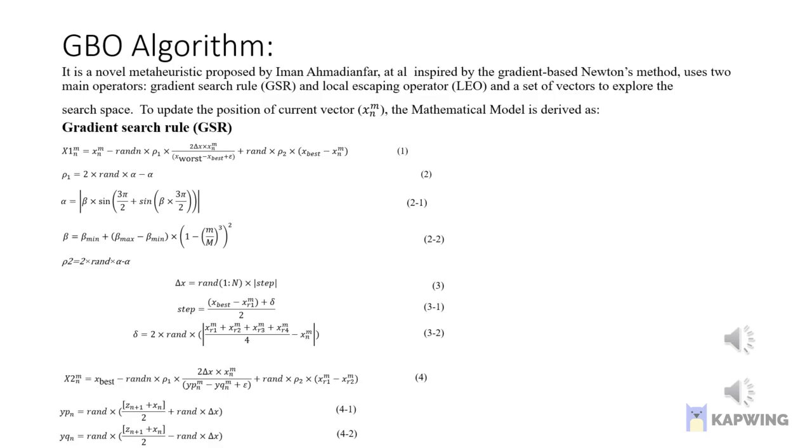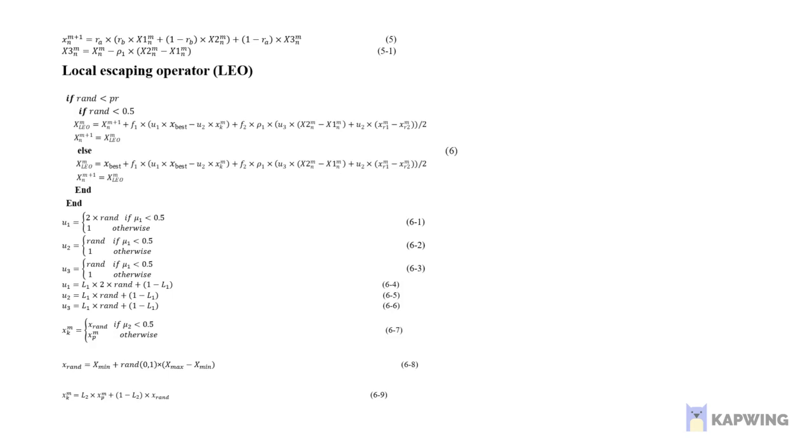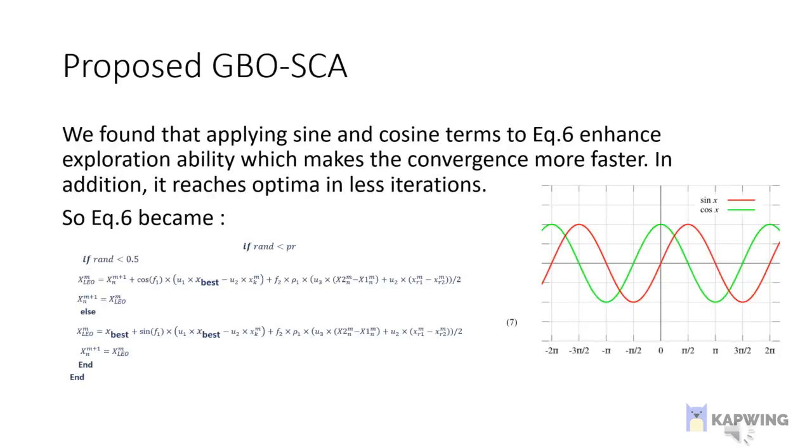We modified the gradient-based optimizer algorithm proposed by Iman Ahmadianfar, inspired by the gradient-based Newton's method, which uses two main operators, the gradient search rule and the local escaping operator. We discovered that applying sine and cosine terms to equation 6 enhances the exploration ability, which makes the convergence faster, and it reaches optima in fewer iterations.